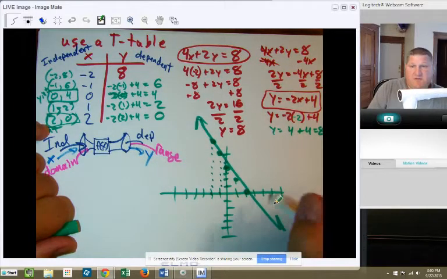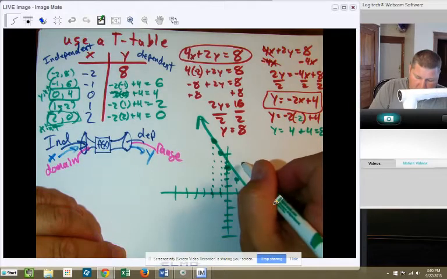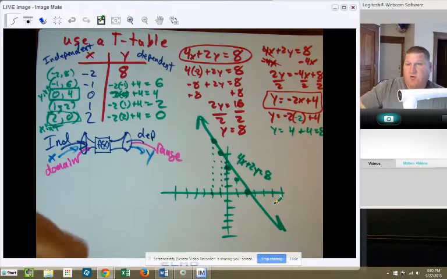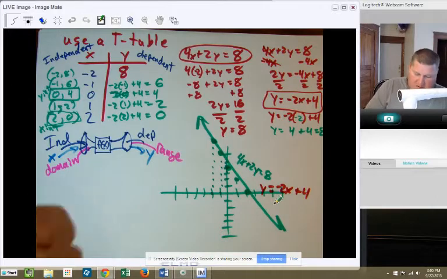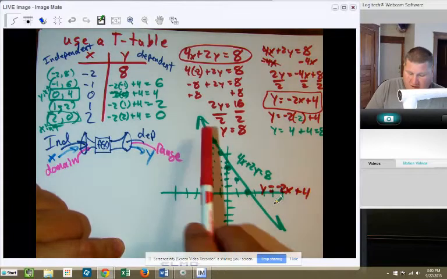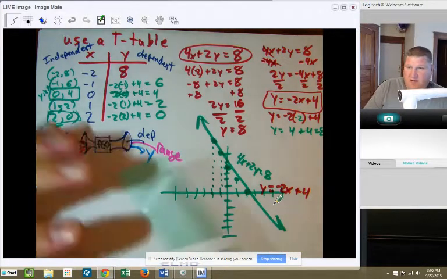Now, one thing you always want to make sure you do on every single line you do in this class, you must put on a label. Now, you could say 4x plus 2y equals 8. That would be a perfectly fine label. Or alternatively, you could put on y equals negative 2x plus 4. Either case is correct. There's just two different forms of the line. You'll notice this line falls from left to right, so its slope is negative, and we'll get into a little bit more of that later.